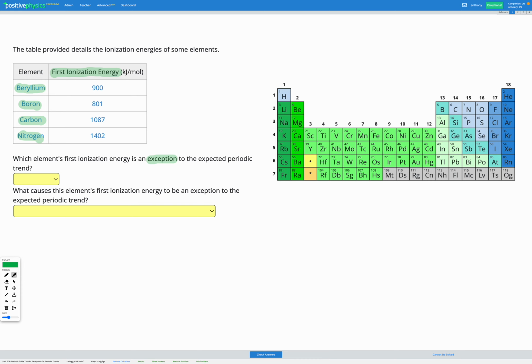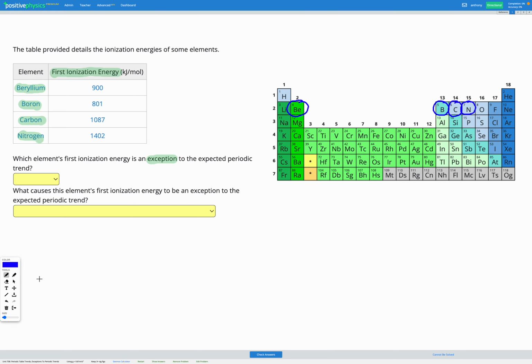The first question asks us which element's first ionization energy is an exception to the expected periodic trend. So first, let's have a look at our periodic table and figure out what we think should be happening based on what we've learned so far. So let's just find those elements. Beryllium is here, boron is here, carbon is here, and nitrogen is here.